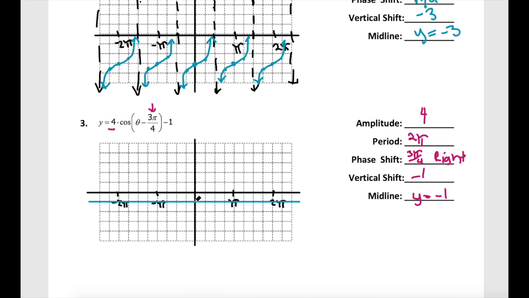So if we pretend that the blue line is the new x-axis, typically cosine on the x-axis would go up 1 unit. However, in this case, it needs to go up 4 units because we have our amplitude of 4. It's also been shifted 3 pi over 4 units to the right. If this is pi, then this would be 1 pi over 4, 2 pi over 4, and 3 pi over 4 right here. So I'm going to shift 3 pi over 4 units, and this is like my new x, or my new value when it would be at 0, and it's going to go up 4 units from there.